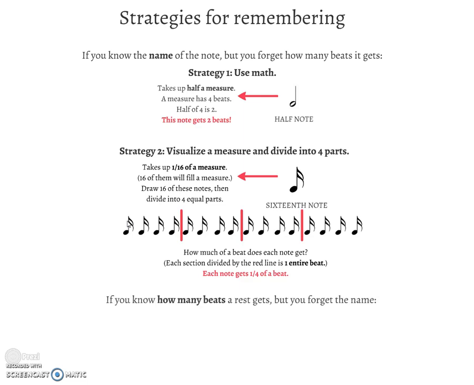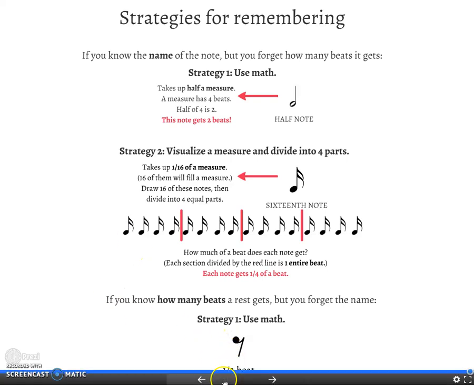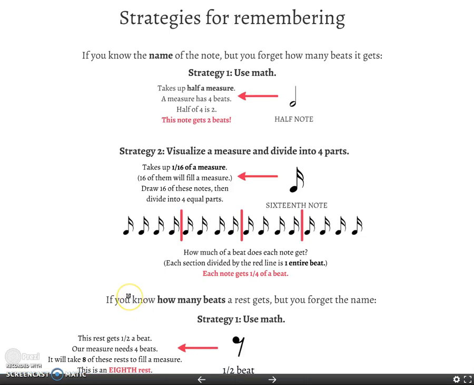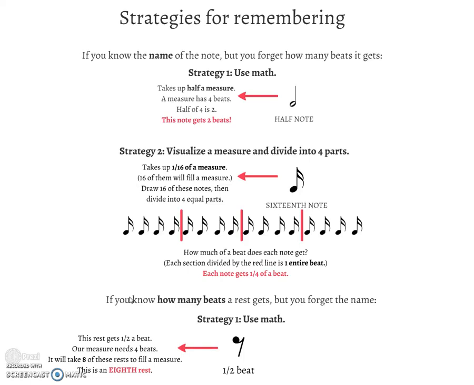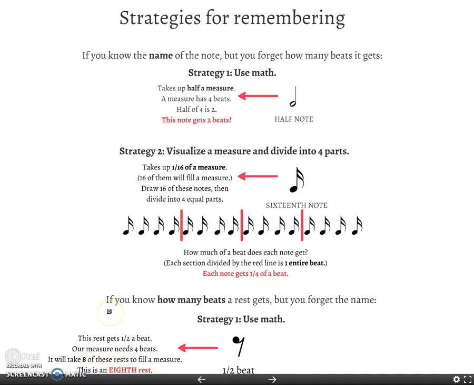Okay, if you know how many beats it gets, but you forgot the name of it, here's what you're going to do. More math. So let's say that you know that this thing gets half a beat. You know the measure needs 4 beats. You know that if each of them get half a beat, it's going to take 8 of them to fill up a measure. Half plus half plus half plus half plus half plus half plus half plus half equals 4. So it's an 8th rest. And that is pretty much it.